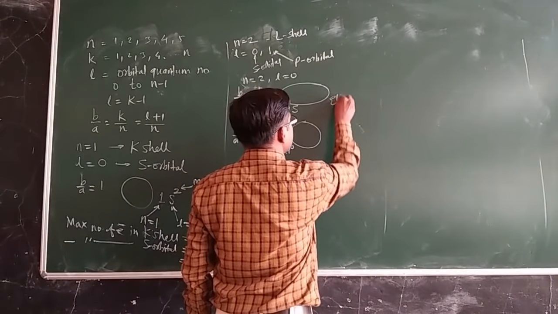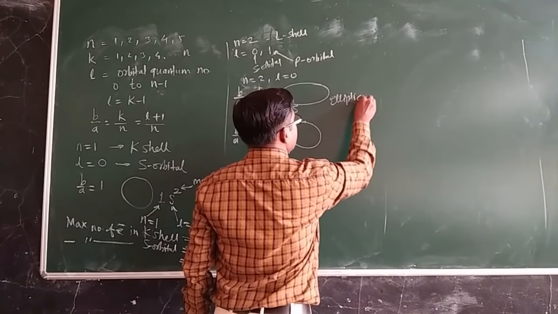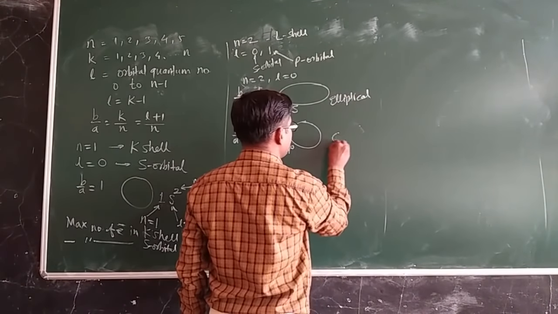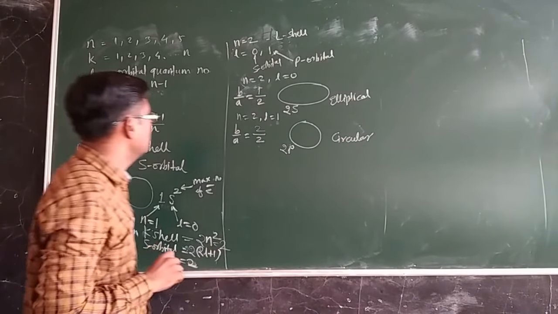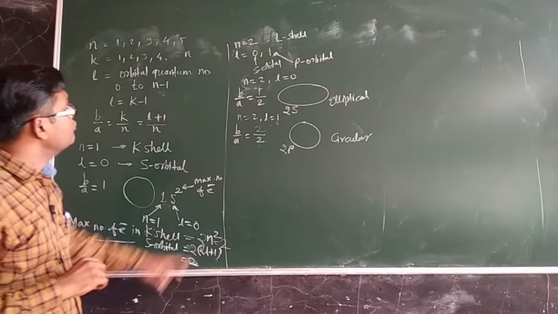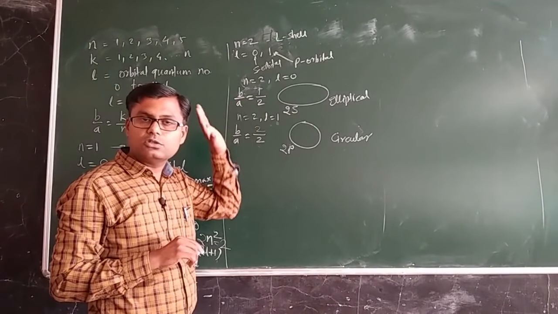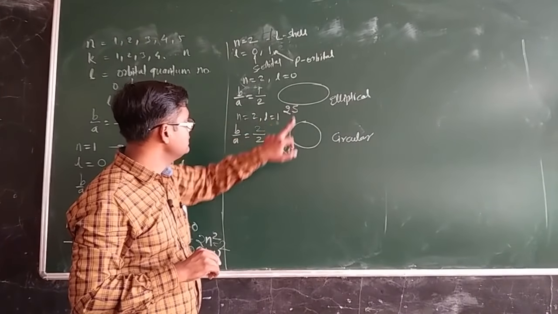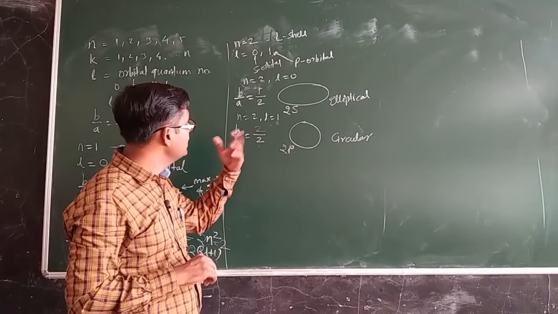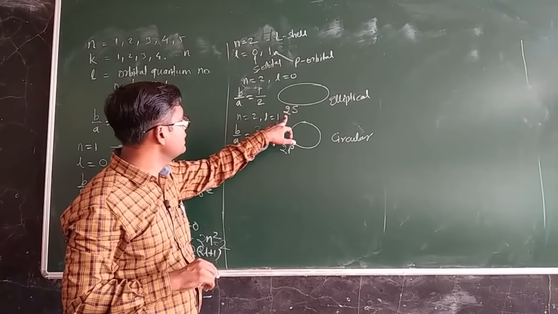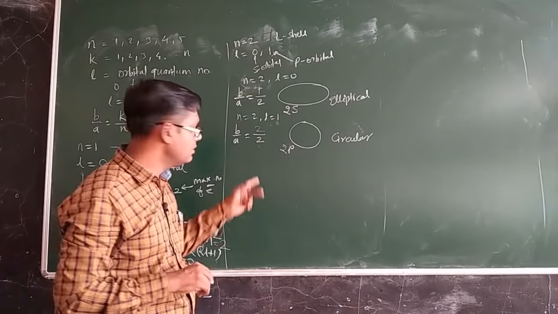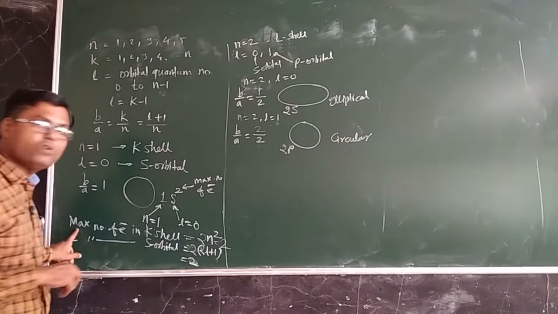2s orbital is elliptical, and 2p orbital is circular. So for the second orbit we have got two orbitals, one is 2s, another is 2p. Now how many electrons are there in the second orbit? How many electrons are there in the 2s orbital and 2p orbital? That we have to find out with the same formula.